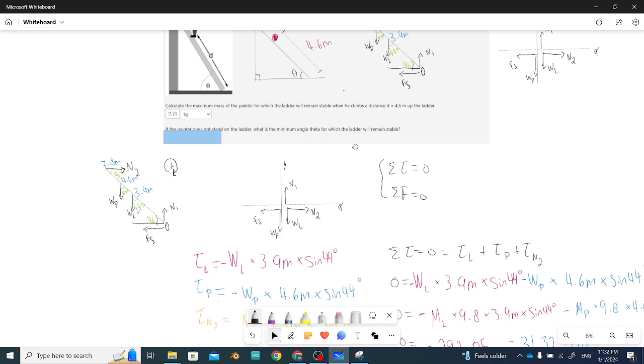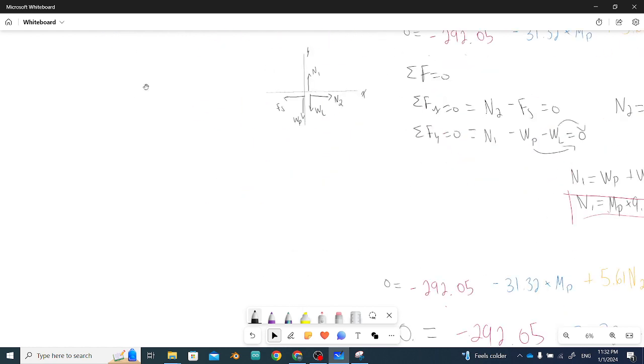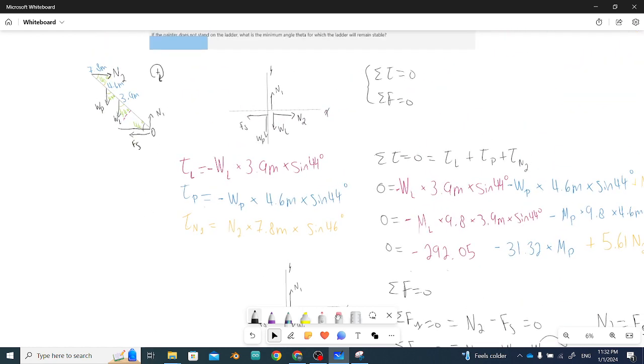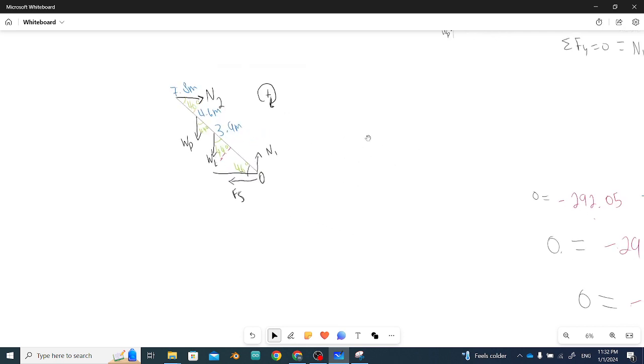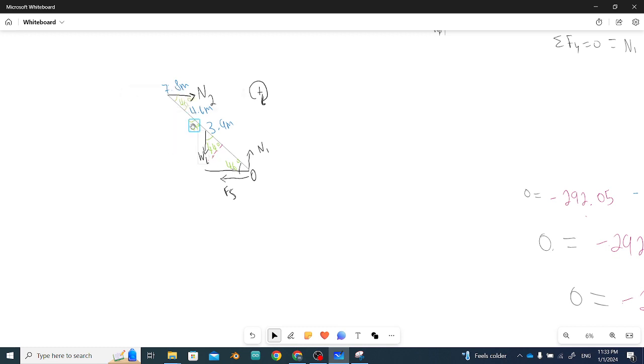So let's continue. Now it will be basically the same thing except one less force. So let's just copy all that. We're just going to remove one force, so make it a bit easier. Okay, so we can remove the weight of the painter now. Remove that, remove this. Okay, so let's just do the same thing again.